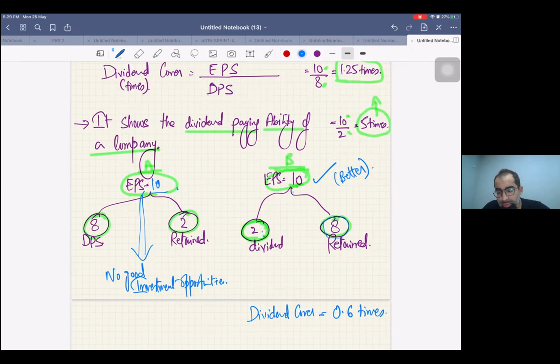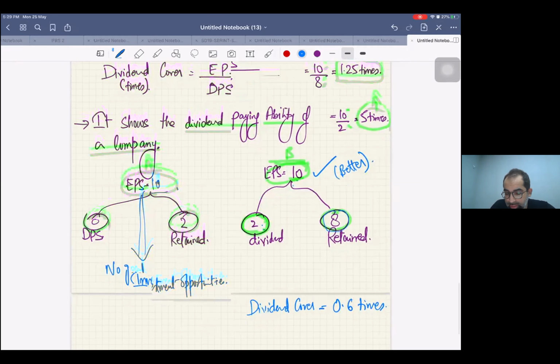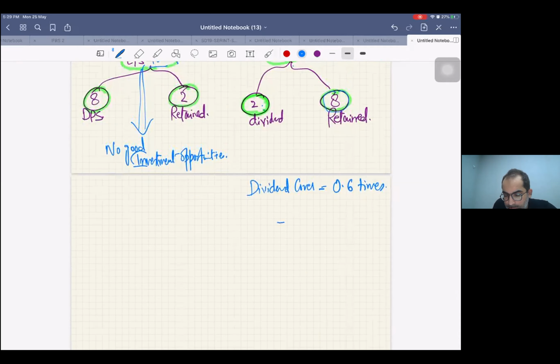Less than 1 times means, wait. How do you get 0.6? That means 6 is your EPS and 10 is your dividend. If 6 is your EPS and 10 is your dividend, then the answer will be 0.6 times. Okay. 0.6 means less than 1. You keep 6 in the numerator and 10 in the denominator. So 6 upon 10. So EPS is 6 and DPS is 10.